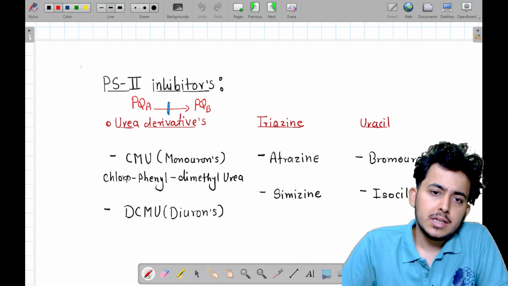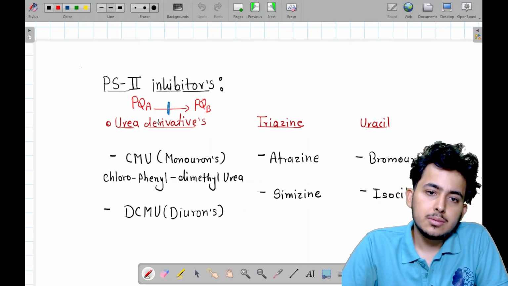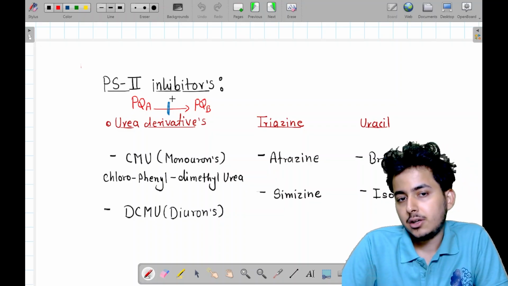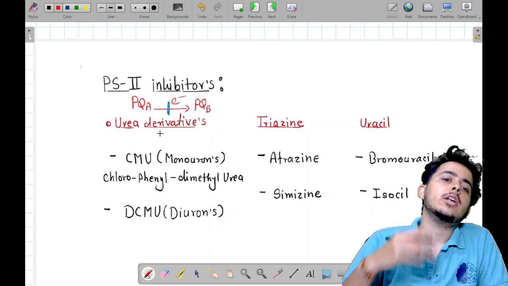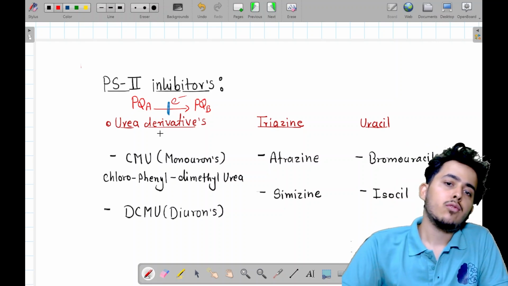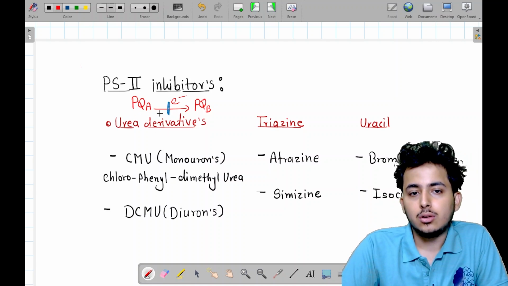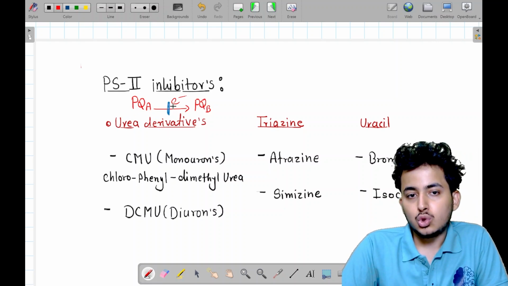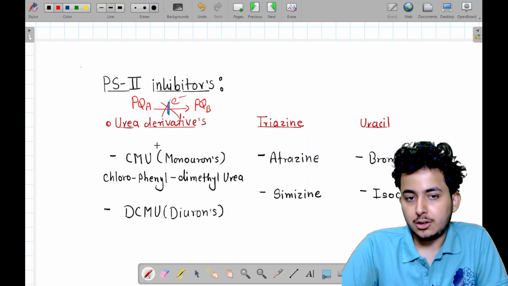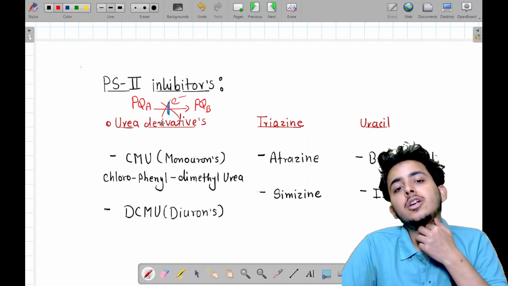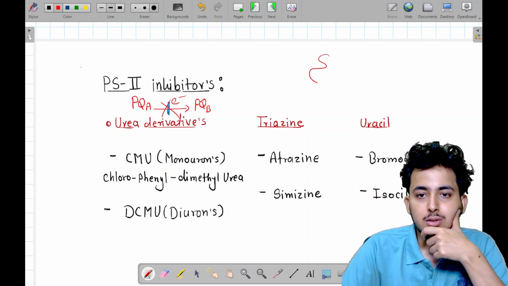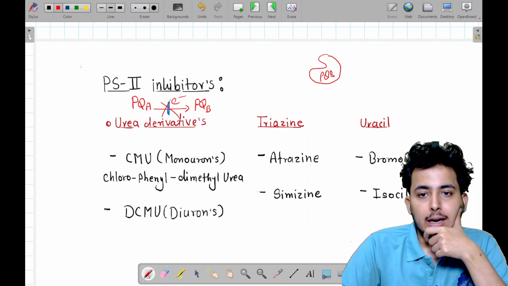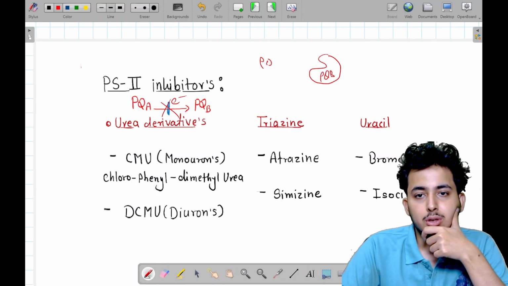Basically, the inhibitors mainly target the electron flow, or electron movement, from PQA to PQB. So this part is being targeted. How is it targeted, guys? Let's say this is your PQB, and this is your PQA.